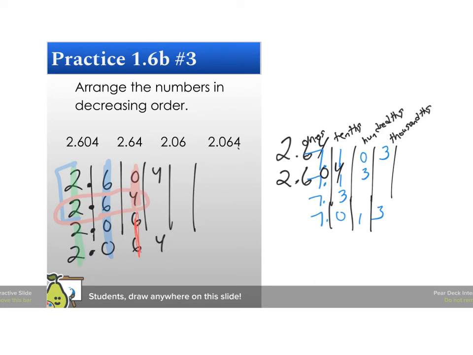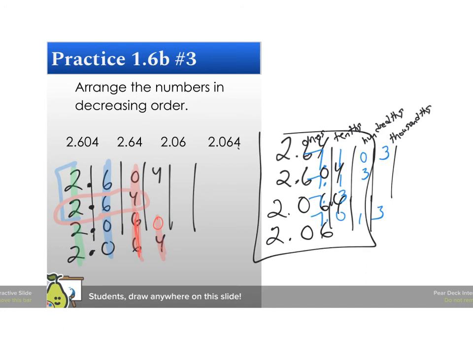These numbers are the same. Oops, that's not a highlighter. These numbers are the same. So I'm going to have to look at these two. If there's a blank, that's the same as a 0. So 4 is larger than 0. So the next number I would write is 2.064, which is bigger than 2.06. This is the order from largest or biggest to smallest, which means it is decreasing.